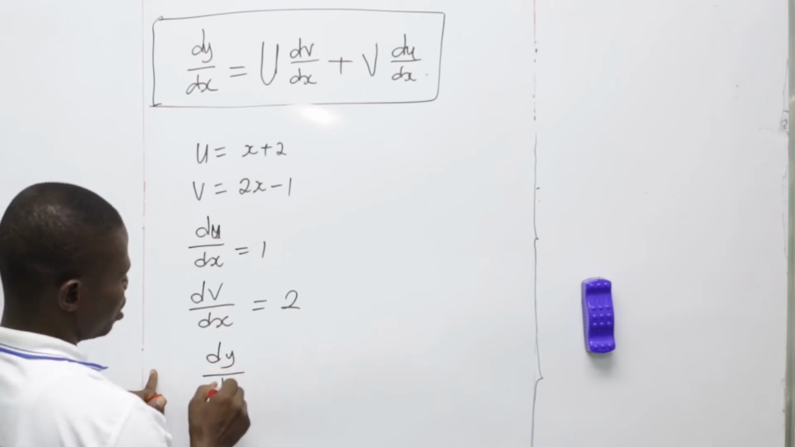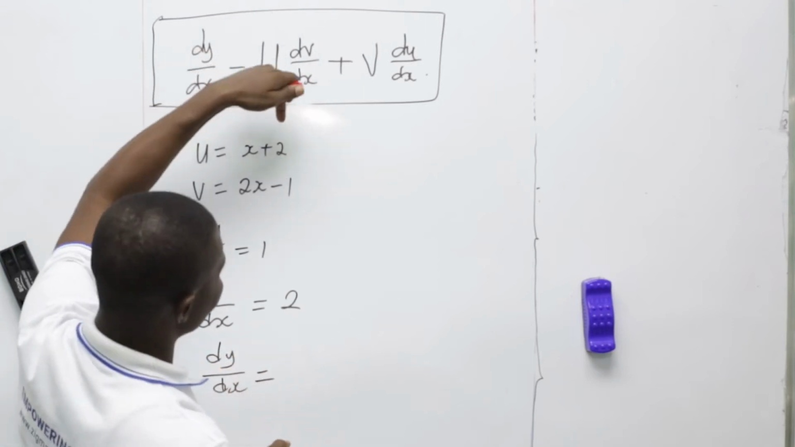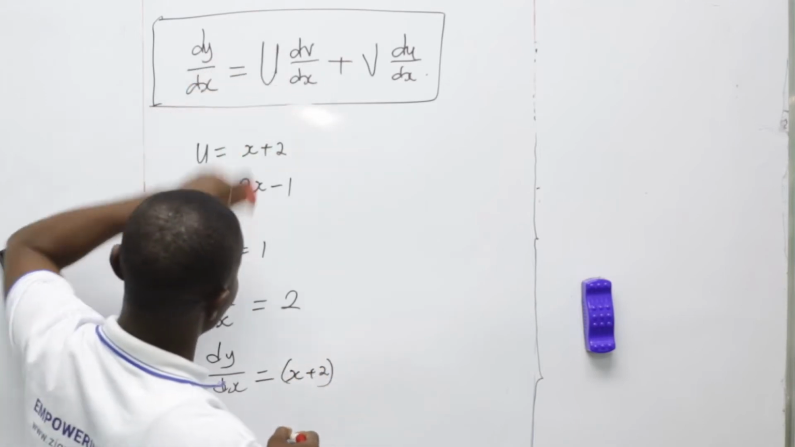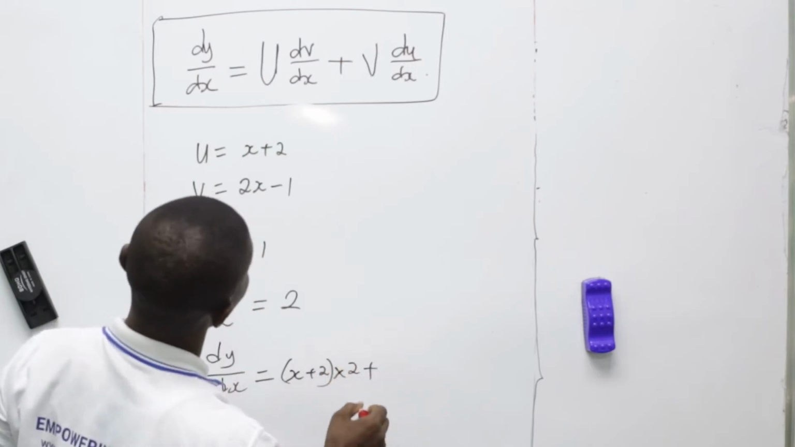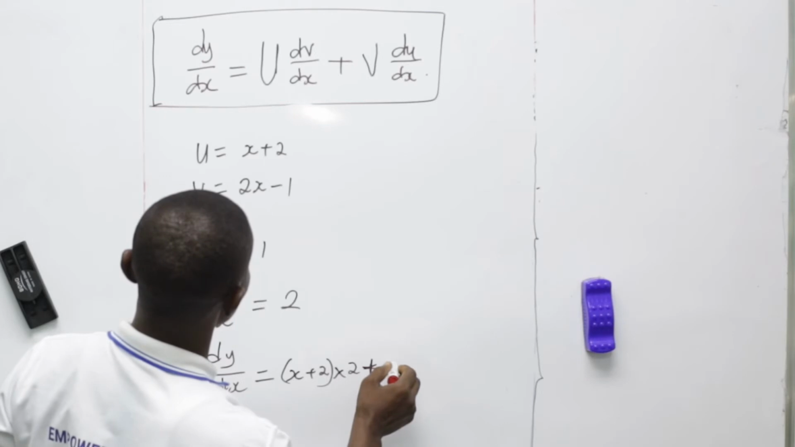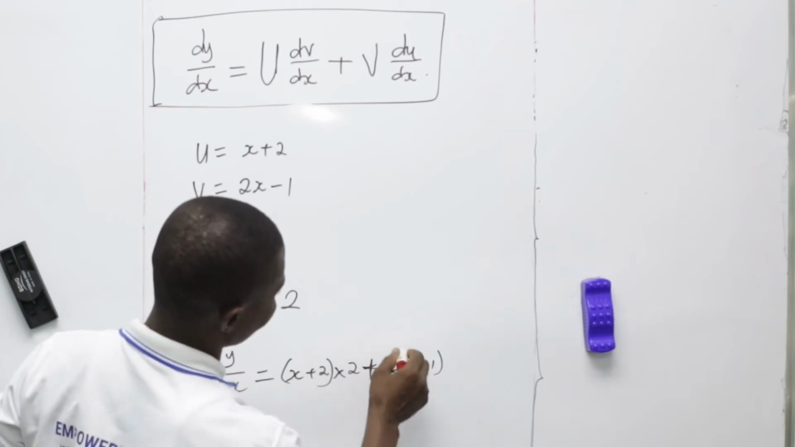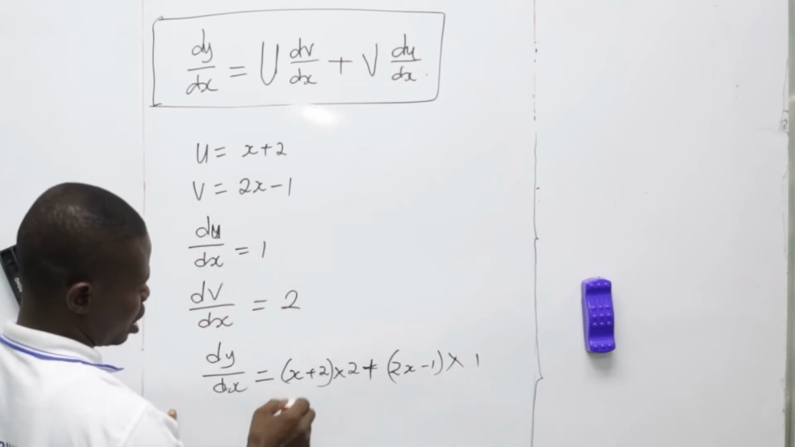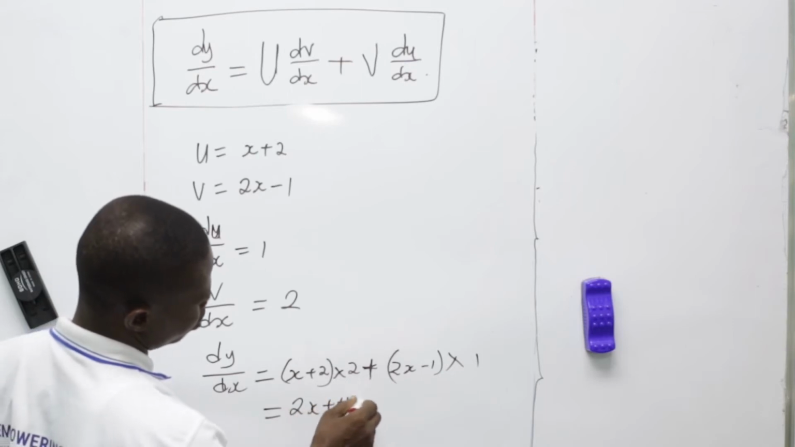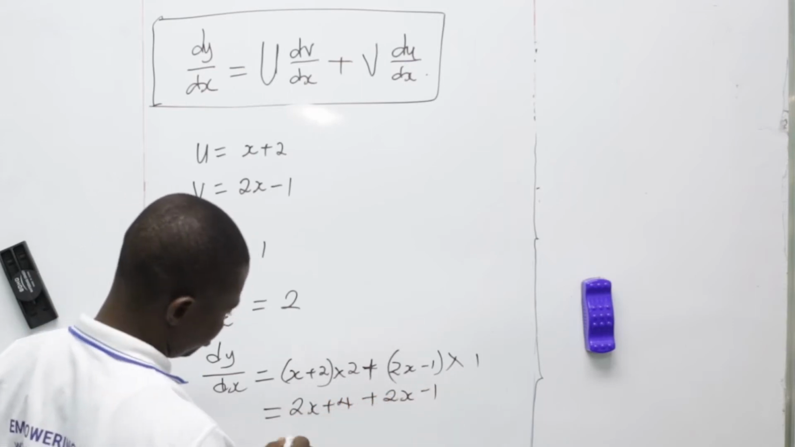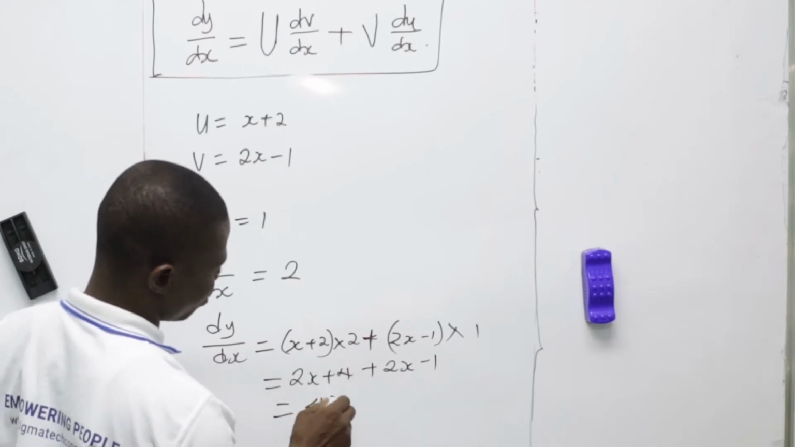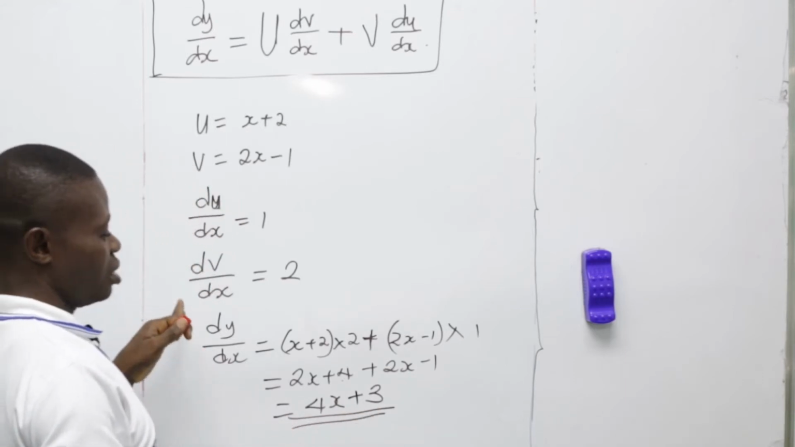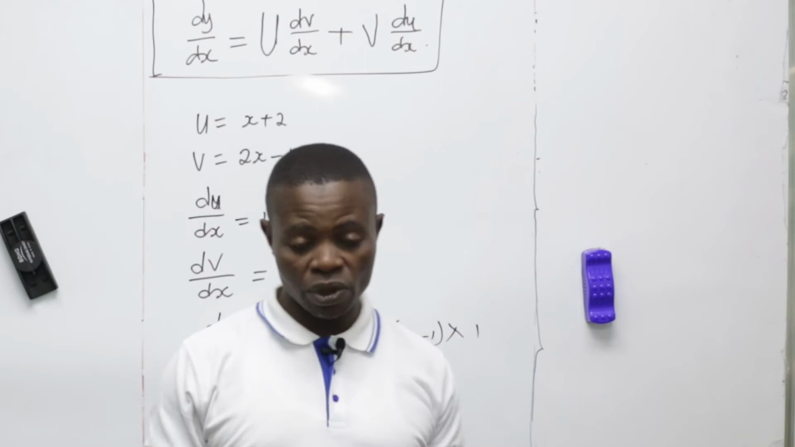So dy/dx equals u dv/dx. What is u? x plus 2 multiplied by dv/dx, which is 2, plus v du/dx. v du/dx is 2x minus 1 times du/dx. du/dx is 1, to give us 2 times x is 2x plus 4, plus 2x minus 1, to give us 2x plus 2x is 4x. 4 minus 1 is 3. Therefore, dy/dx equals what? 4x plus 3.